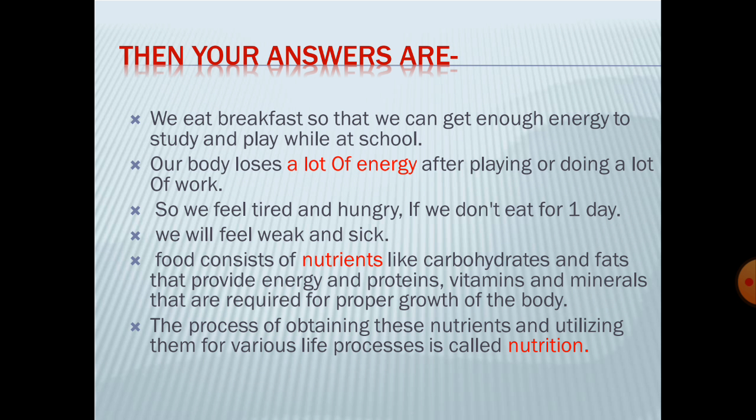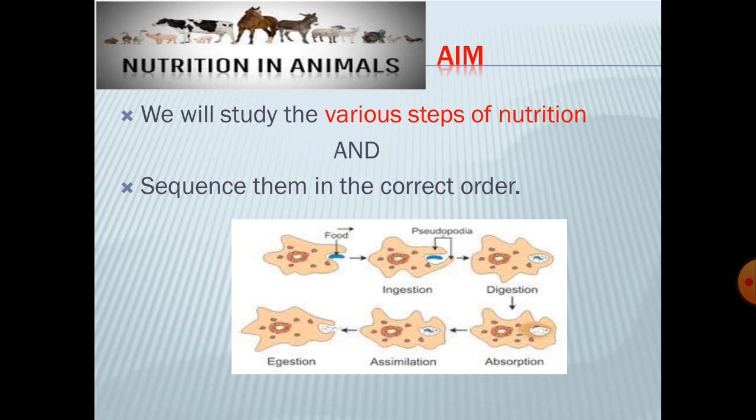And the answers to these questions are: we eat breakfast so that we get energy. We lose energy while playing, so we feel tired and hungry. Food consists of nutrients like carbohydrates, fats, etc., which provide us energy. It also contains protein, vitamins, minerals, etc., for proper growth of the body. Thus, this process of obtaining the nutrients and utilizing them is known as nutrition.